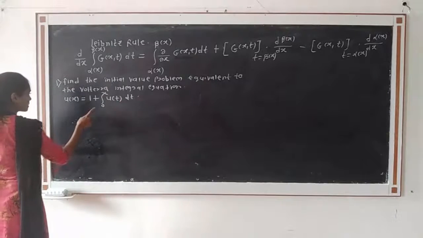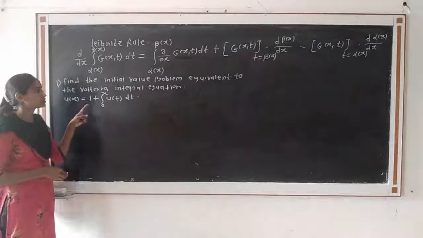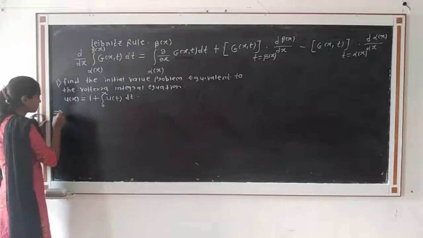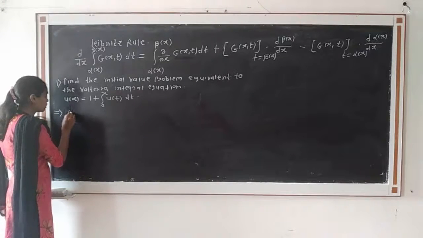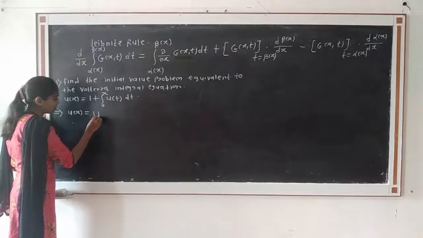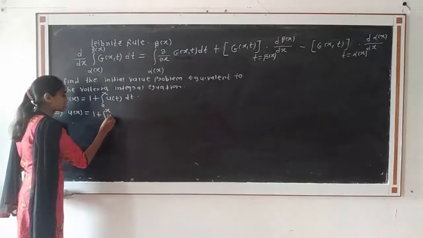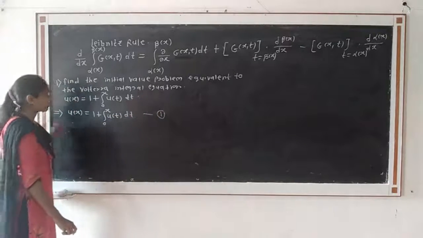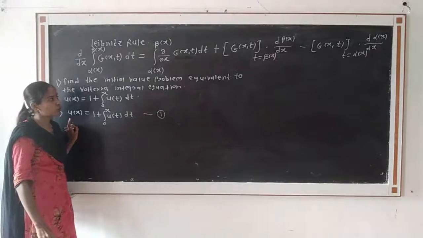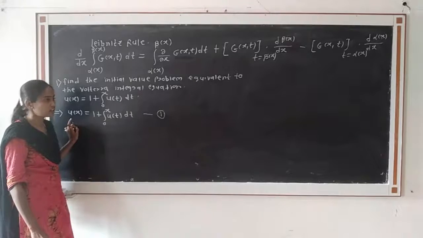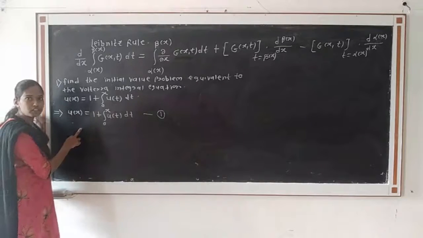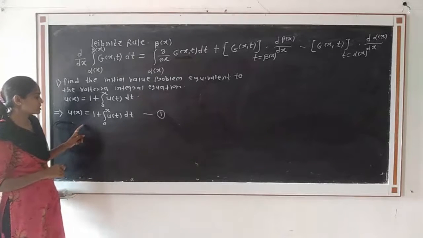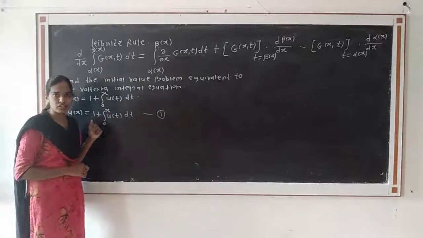Here we take the simple example for conversion of Volterra equation to an ODE. Then first we rewrite the given Volterra equation, that is u of x is equal to 1 plus integration from 0 to x u of t dt. Take it as equation number 1. We have to convert this Volterra equation to an ODE, that is ordinary differential equation, that is to differentiate this equation and stop the procedure of differentiation when the integral sign is removed from the given equation.